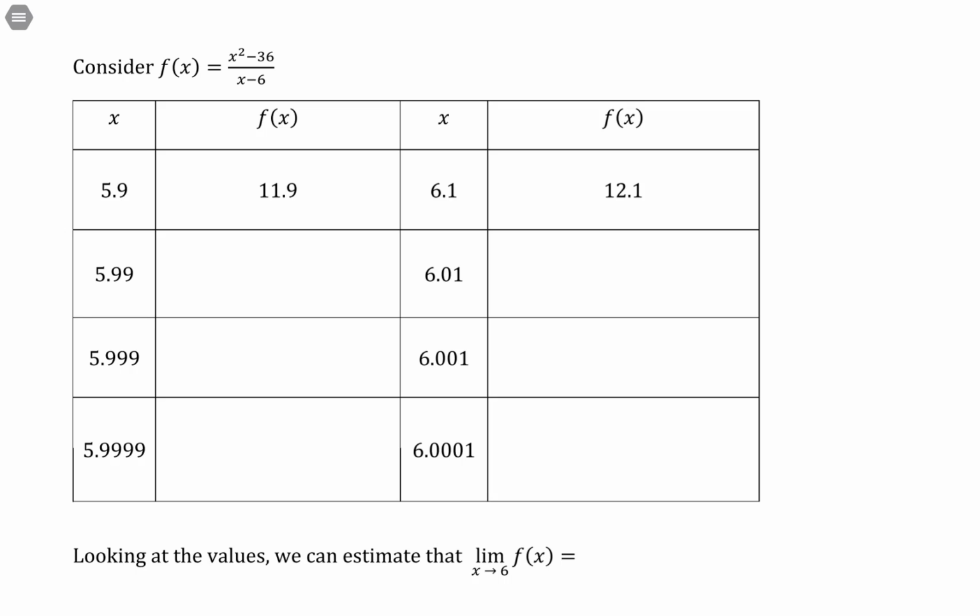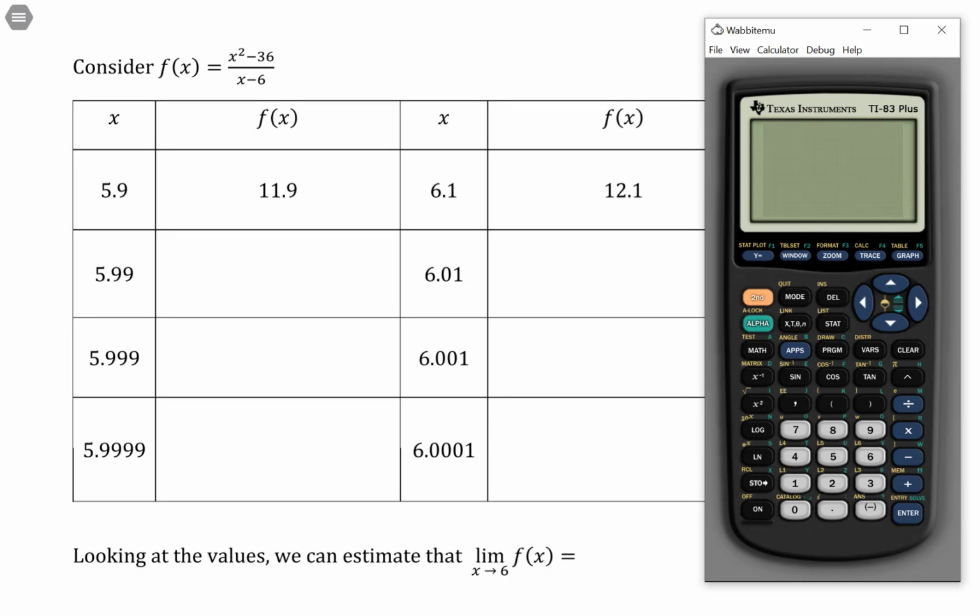Consider f of x equals x squared minus 36 over x minus 6. What we want to do is evaluate this function at a lot of different places so that we can work out its limit numerically. In order to do that, we simply take our calculator and plug this function into y equals, and we're going to use a table, which is a very efficient way of evaluating a function at a lot of places.